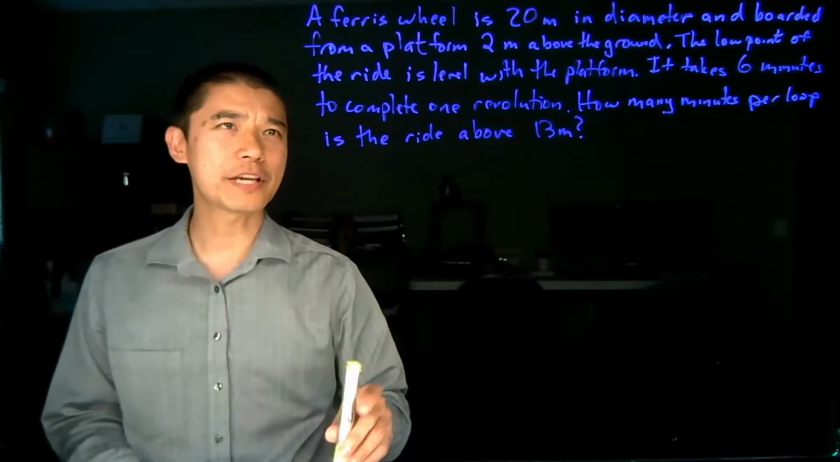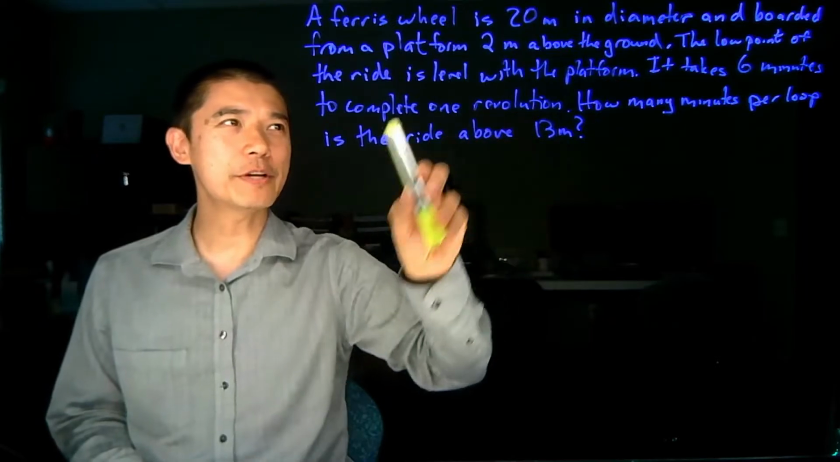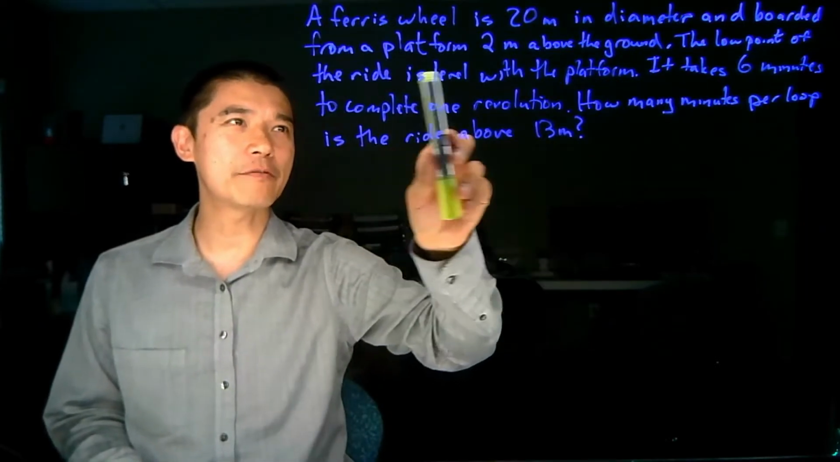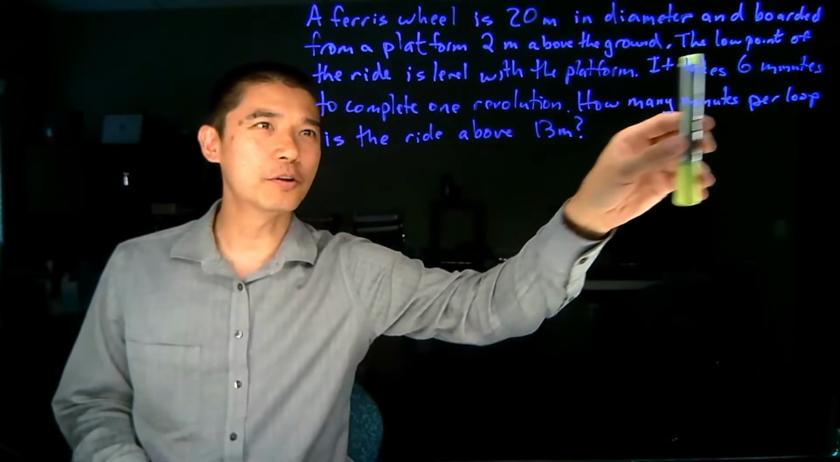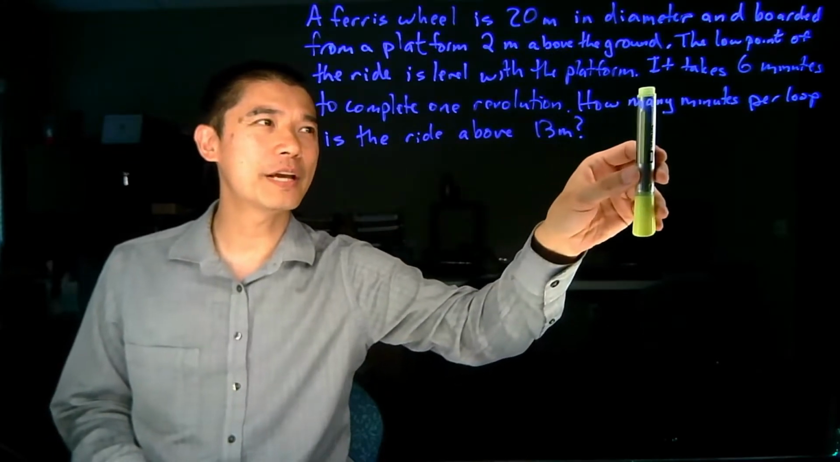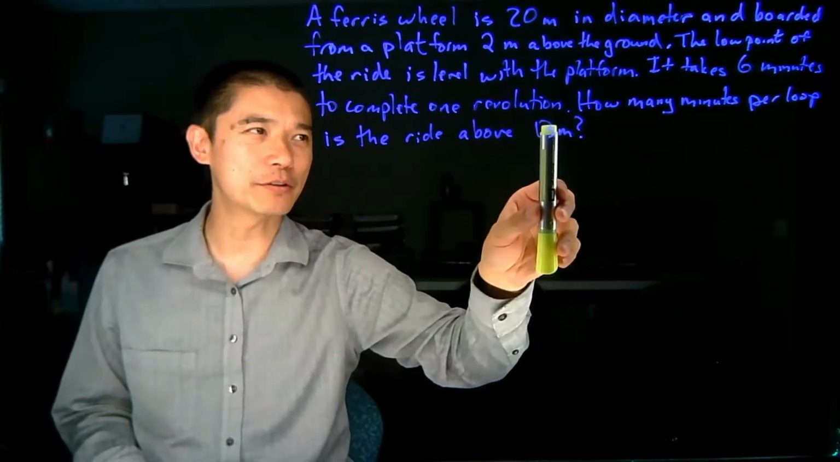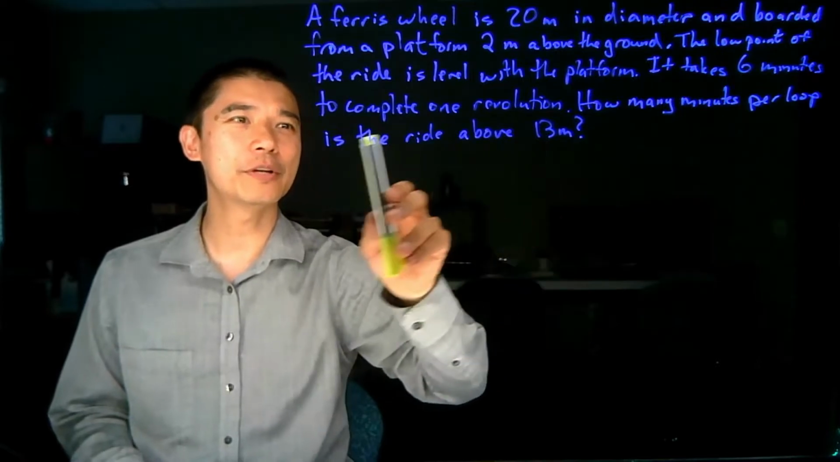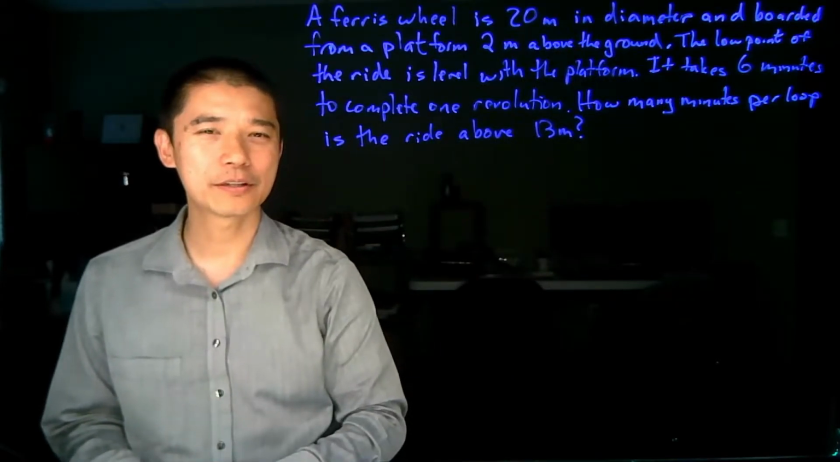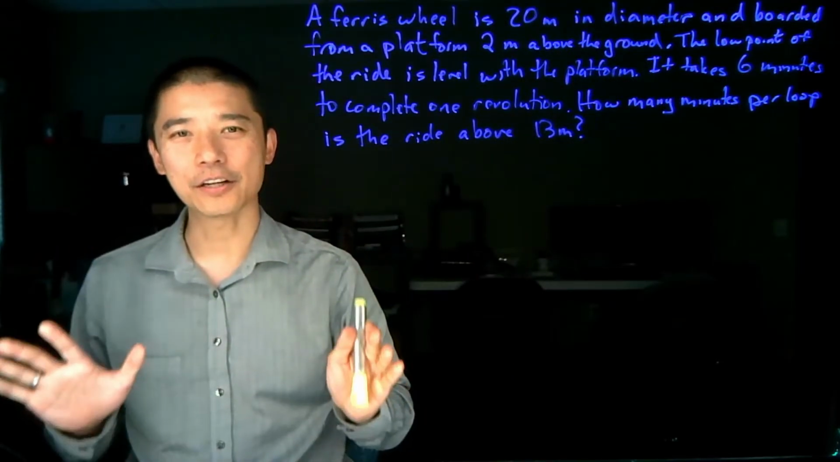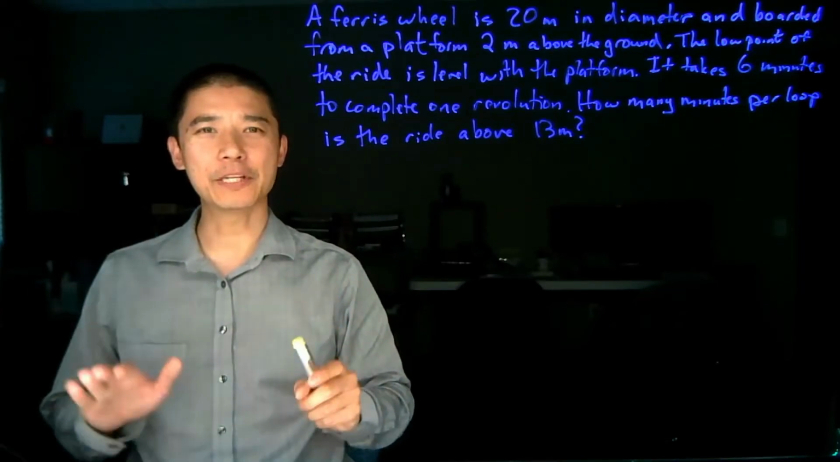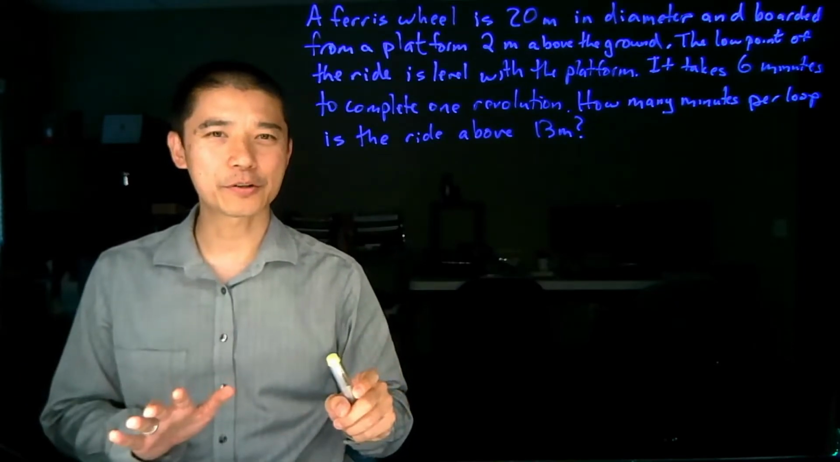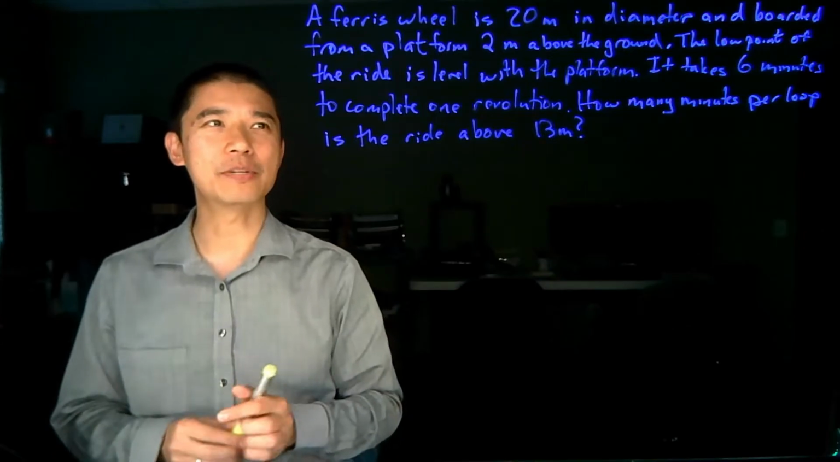So here's another example. A Ferris wheel is 20 meters in diameter and boarded from a platform 2 meters above the ground. The low point of the ride is level with the platform, and it takes 6 minutes to complete one revolution. How many minutes per loop is the ride above 13 meters? This problem has a lot of words, and so what we need to do is read it carefully and draw a picture to make sure we really understand all the bits and pieces.